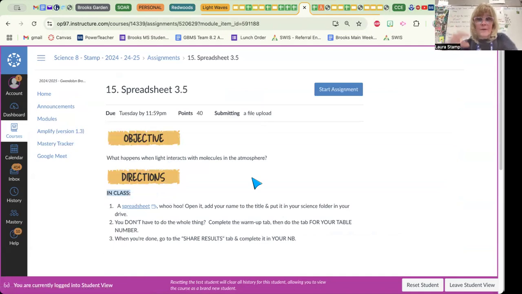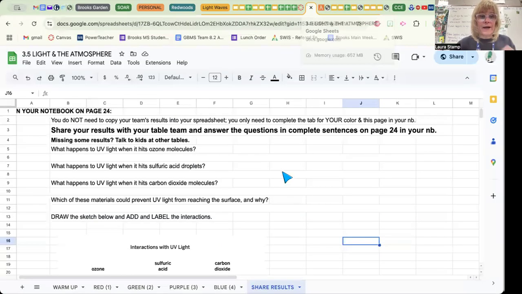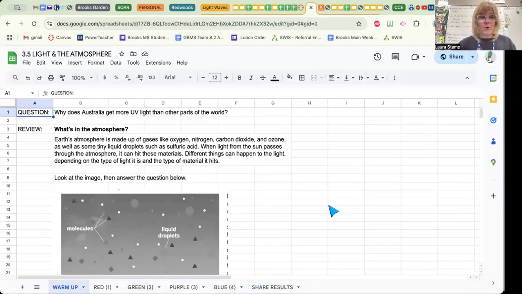And today you're working on what happens to light when it interacts with molecules in the atmosphere, because remember, Australia gets more UV light than the rest of the world. Why? So you'll open this spreadsheet. Okay, it's spreadsheet 3.5. All right, and it looks like this when you open it up. Okay, so we have the main question: why does Australia get more UV than other parts of the world? By the end of this spreadsheet, you'll understand why.